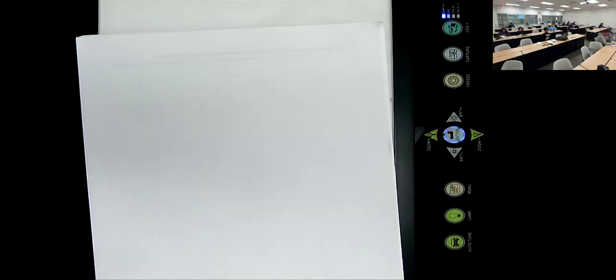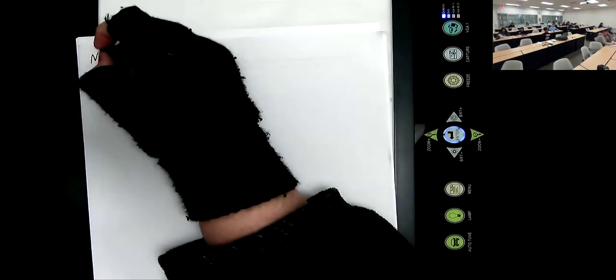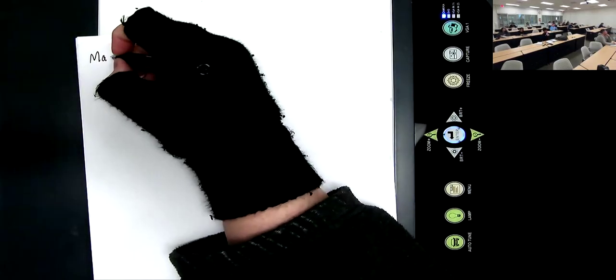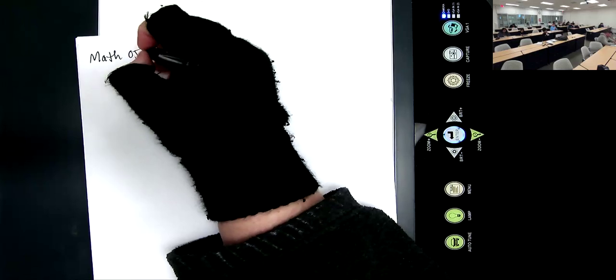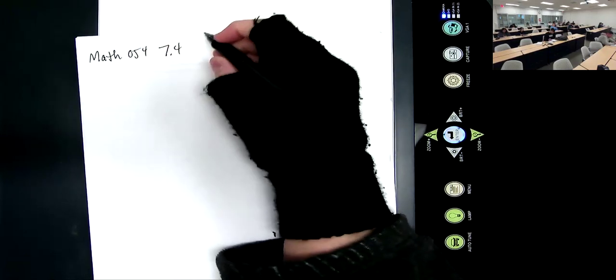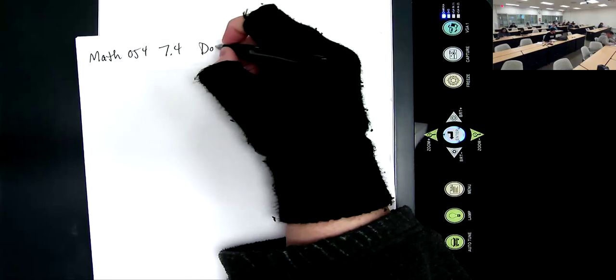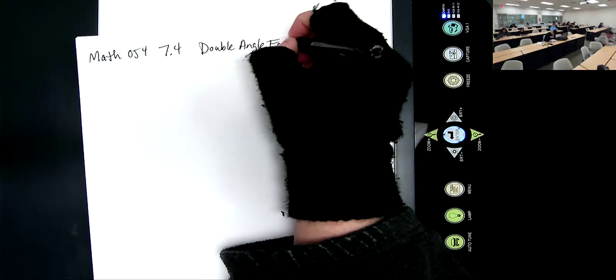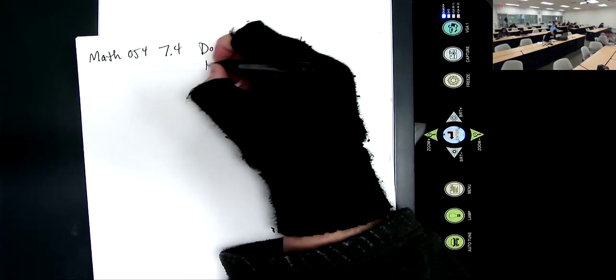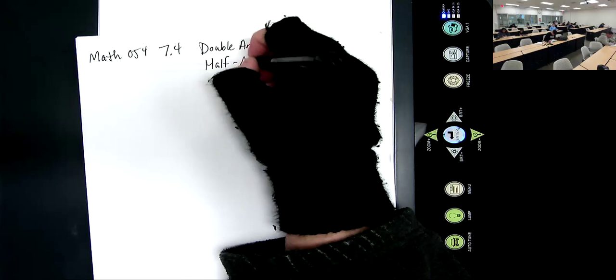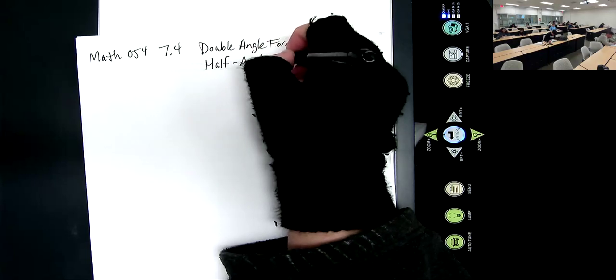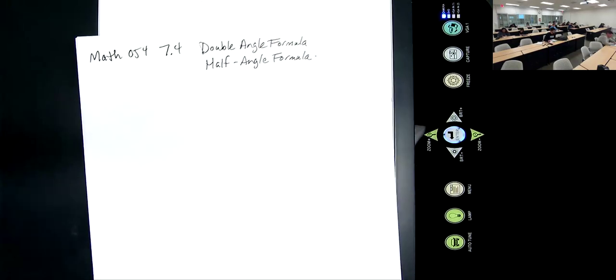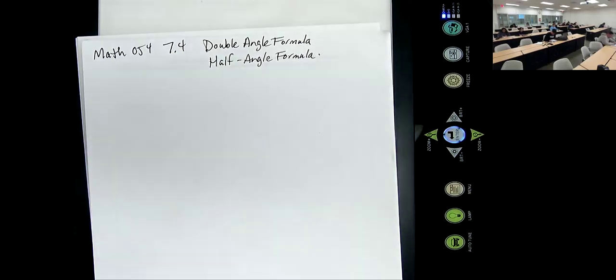In 7.4, we are doing the double angles and half angles. Math 54, 7.4 is on. The more important one here is the double angles. Double angle formula, and we're gonna have the half angle formula. Double angle formula comes up all the time in calculus. Half angle formula very rarely.